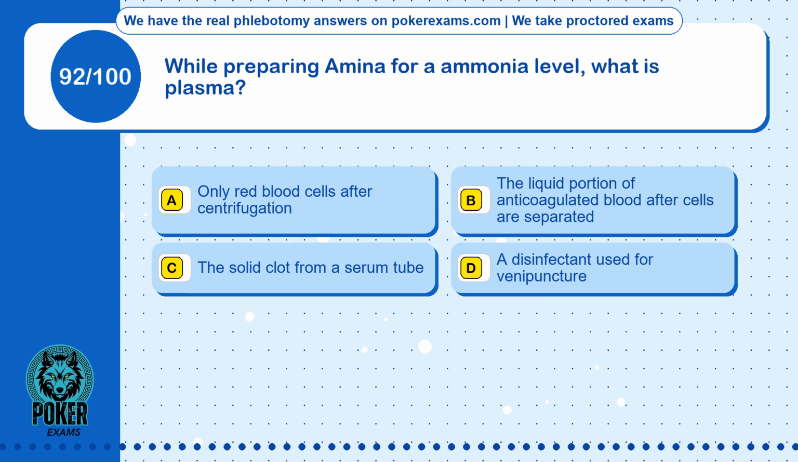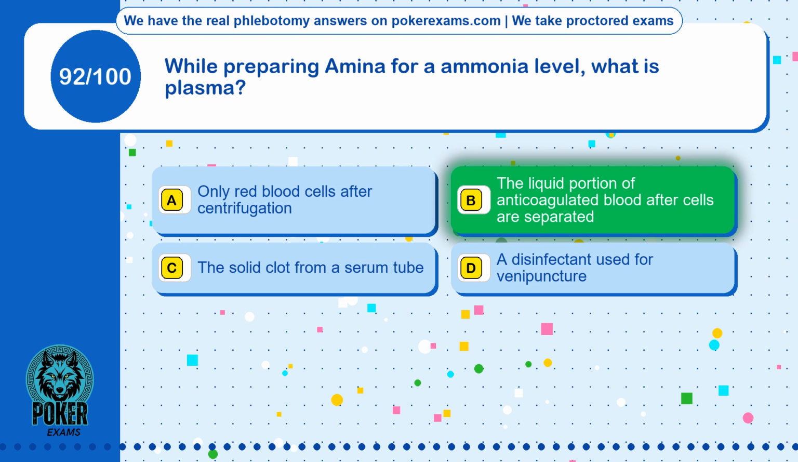Question 92. While preparing Amina for an ammonia level, what is plasma? Option A. Only red blood cells after centrifugation. Option B. The liquid portion of anticoagulated blood after cells are separated. Option C. The solid clot from a serum tube. Option D. A disinfectant used for venipuncture.